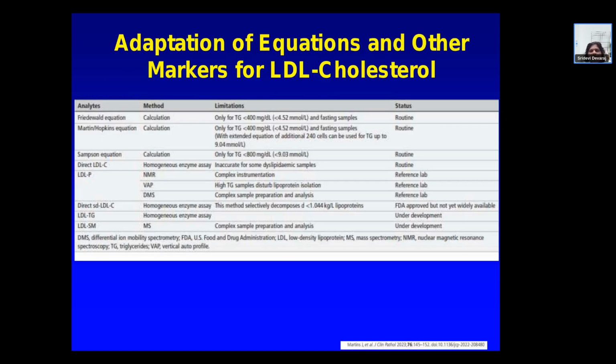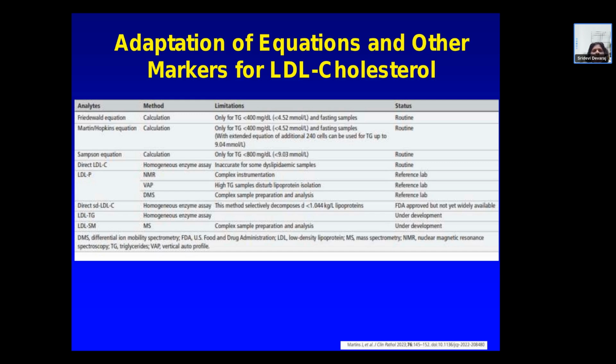And I know I'm kind of exceeding time, but I'm going to finish off really quick. So this is a paper from Martin et al., which was very recent, last year, which shows that LDL calculations, Martin-Hopkins and Sampson, which are all calculations, are for routine use. Direct LDL is for patients with high triglycerides.